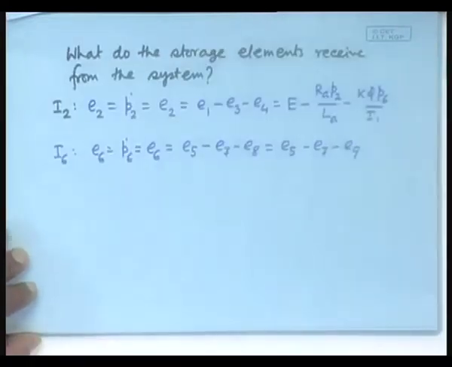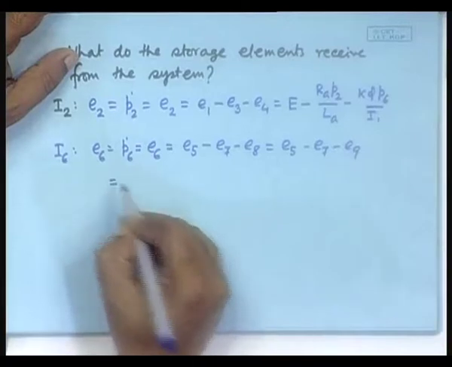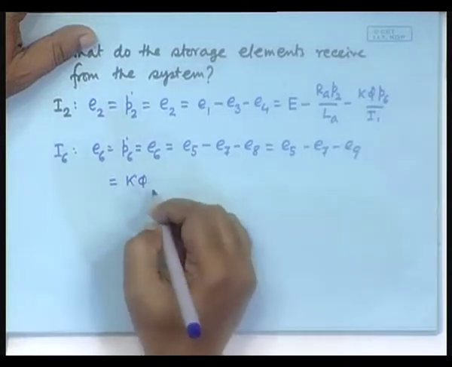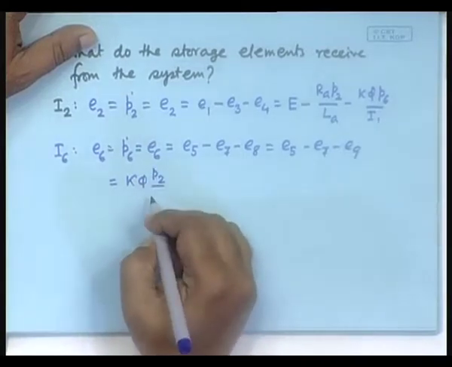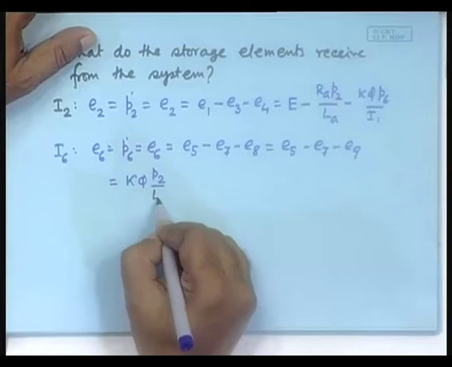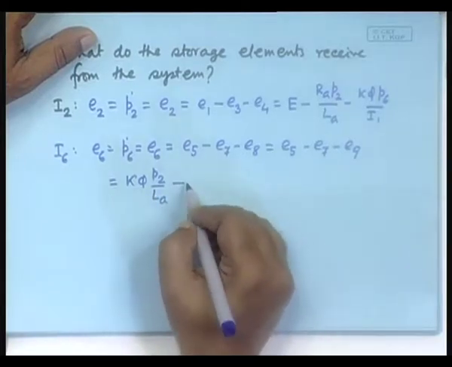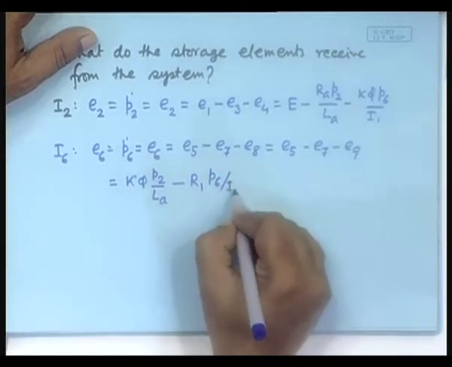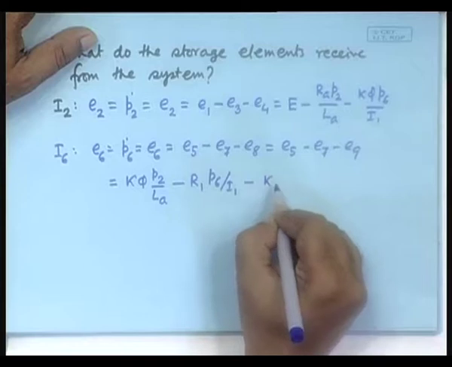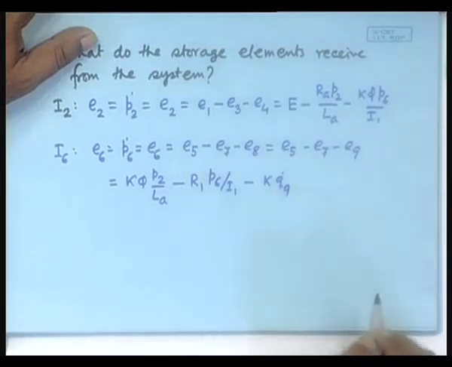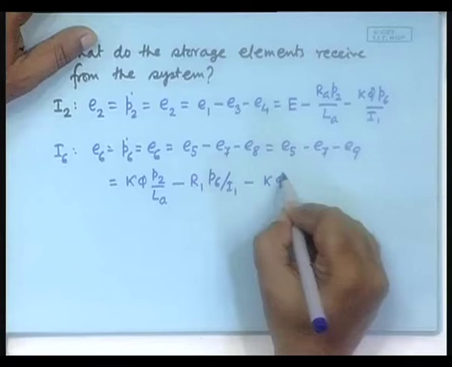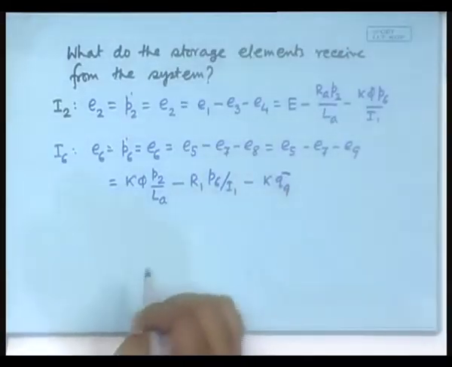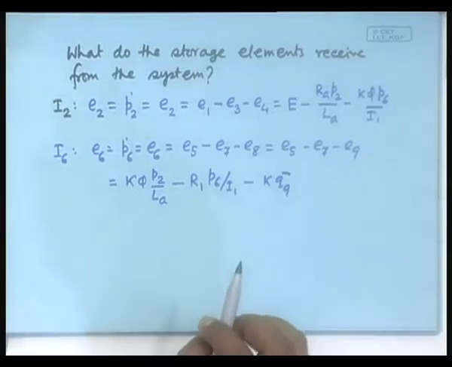So, if you substitute, you obtain K phi P 2 by L A minus R 1 P 6 by I 1 minus K Q 9, sorry, not dot, K Q 9. So, this is the second.